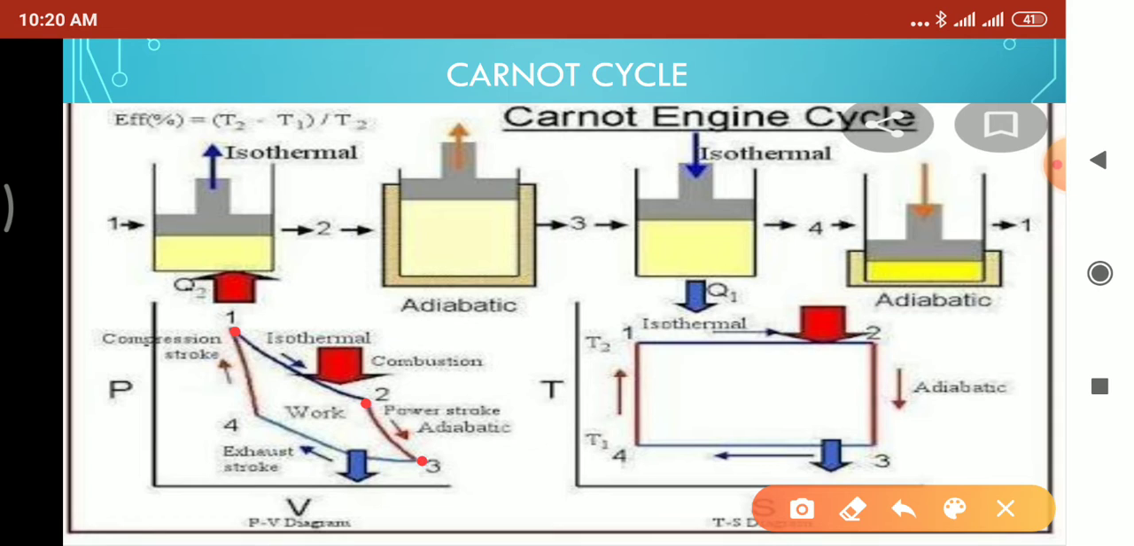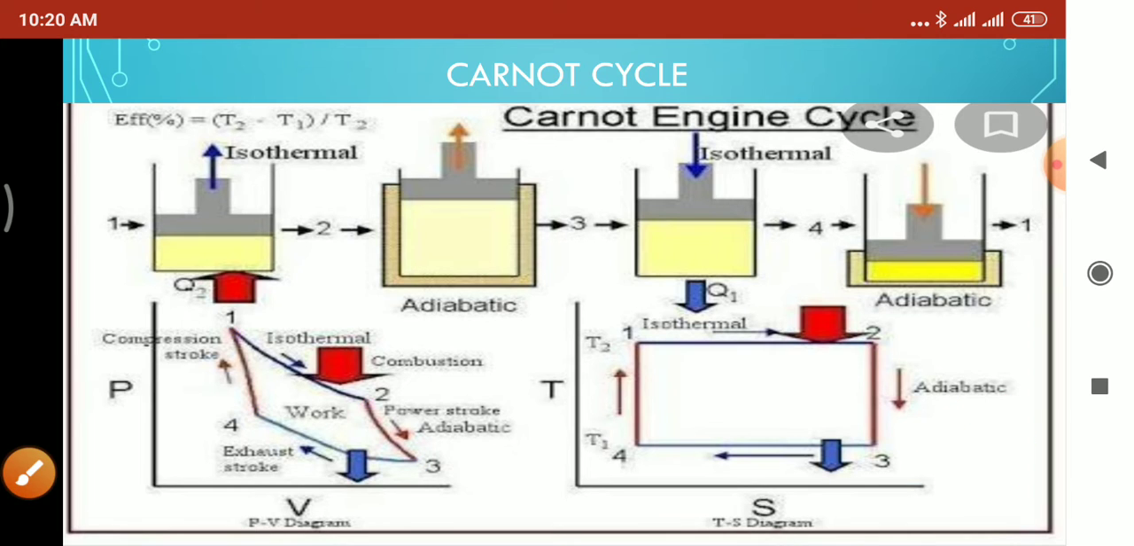Then 2 to 3, this is called isentropic expansion, or we can say adiabatic expansion. In this, temperature decreases, volume increases. And 3 to 4, this is isothermal compression process. And last 4 to 1, this is adiabatic, or you can say isentropic compression. So this is PV diagram, and here this is TS diagram.